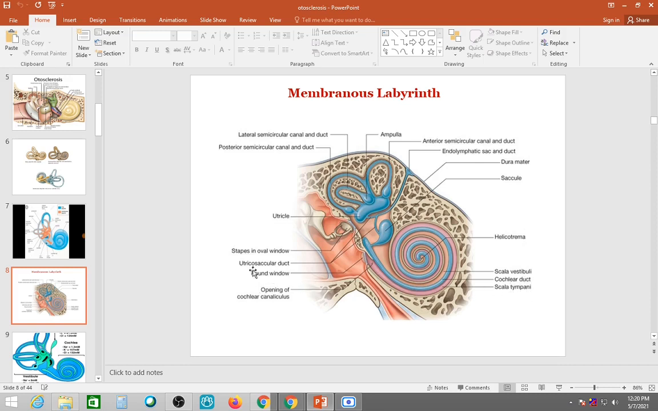The round window, stapes in the oval window, and so on. This is the ampulla, lateral semicircular canal. Why are we showing this? Whatever we have shown here in the inner ear, the bony labyrinth is mainly affected. That's why we are trying to correlate the structure with what we explain.